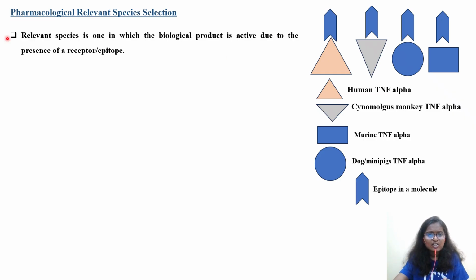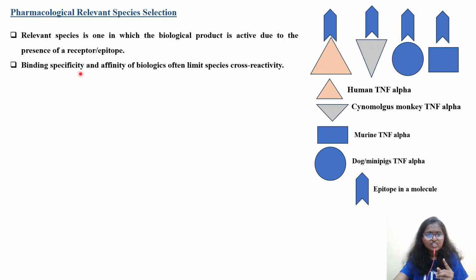Relevant species is one in which the biological product is active, in this case this one, due to the presence of the receptor epitope. The next one is binding specificity. An affinity should be there, a lock and key mechanism should be there, and affinity of a biological often limits species cross reactivity. Now you can see that this cannot bind with this one, this one, this one. So neither monkey, murine, dog nor mini pig are reacting with this particular epitope in the molecule.